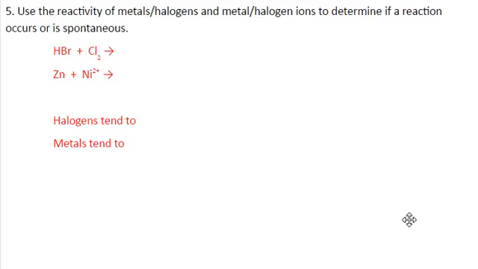So HBr plus Cl2: what you have to realize is Cl2 is the non-reacted. It's in its pure form, so it's non-reacted, and the Br has reacted. So the question is, is chlorine more reactive than bromine? To find that out, you look at a periodic table and the halogen family. Fluorine's the most reactive at the top because it's the tiniest taker. As you move down, chlorine is second, then bromine, and then iodine.